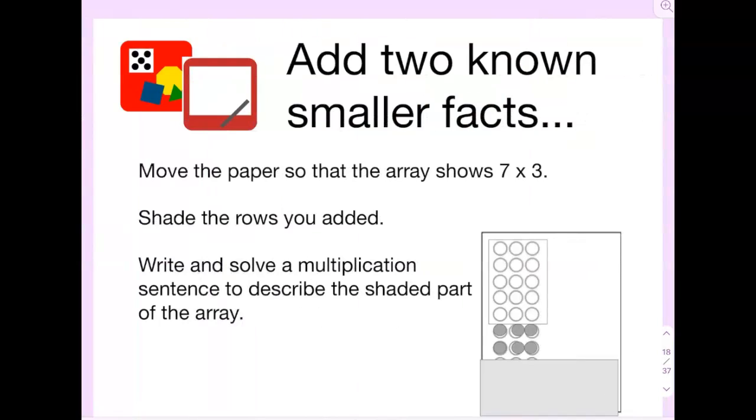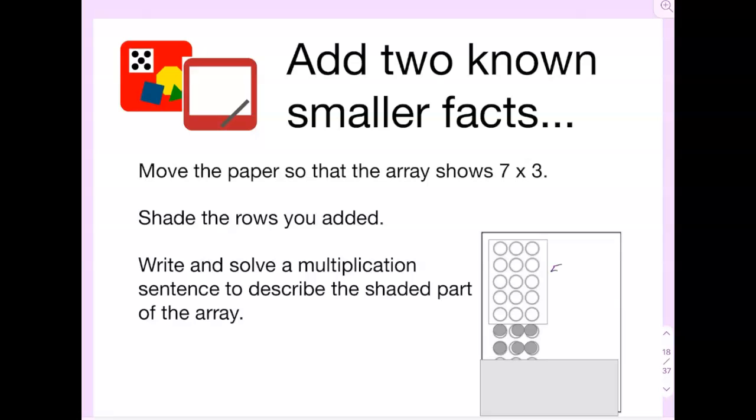Now you want to move your paper down so that you're showing 7 times 3. So to do that, we had 5 rows here. We want to move our paper down so that we're showing 2 more rows of 3. Shade in the rows that you added. And now we want to write and solve a multiplication sentence to describe the shaded part of the array.